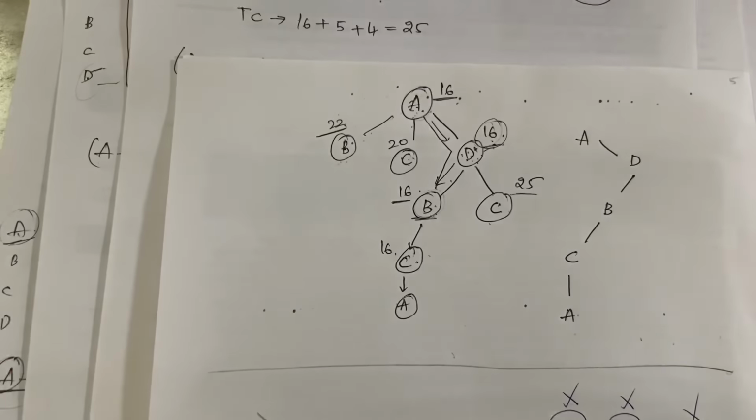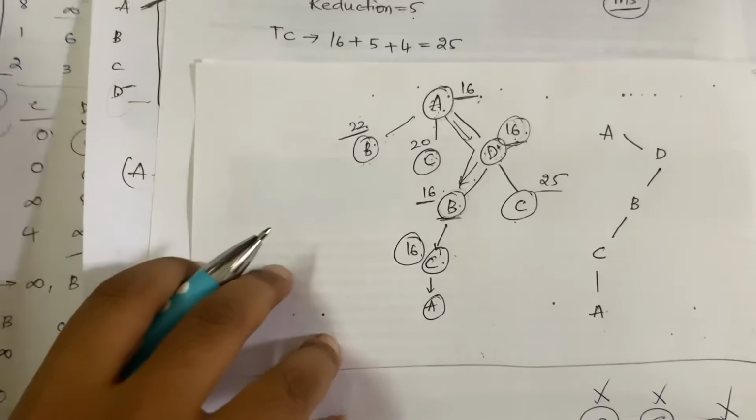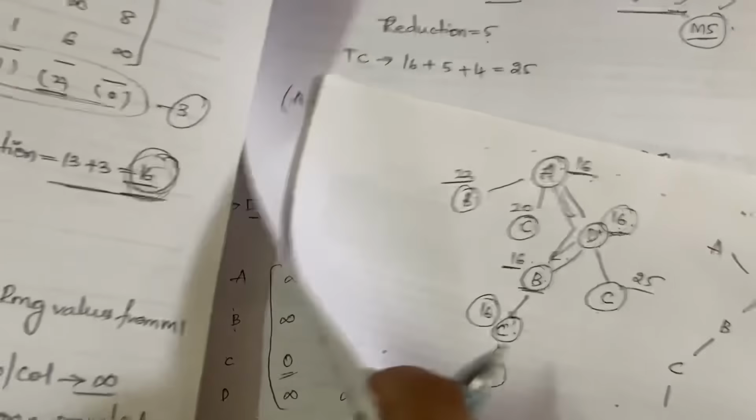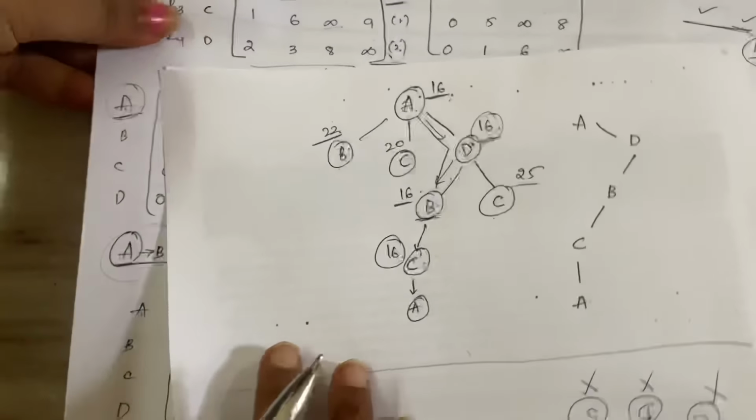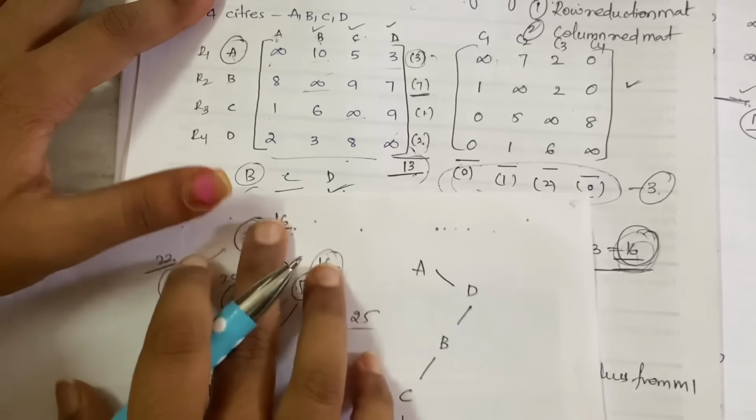Right? So the salesperson has covered all the cities. And what is our total cost? 16. You can find the total cost in this way also. Like, you can check whether whatever you got is correct or not. This was our original matrix, right? This is our original matrix.